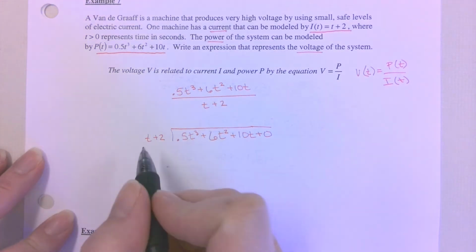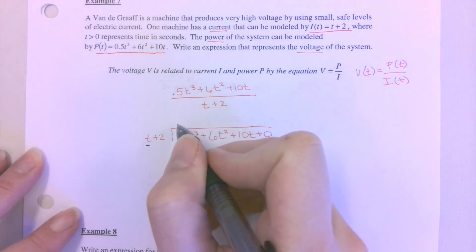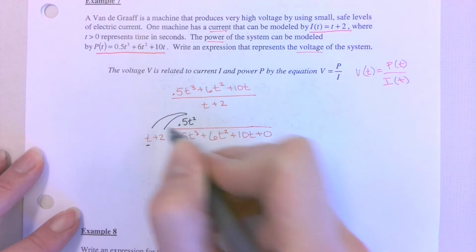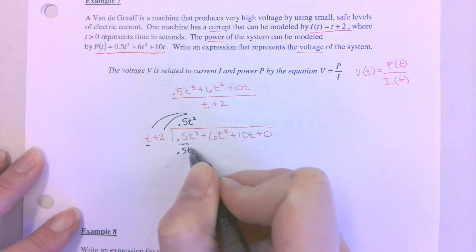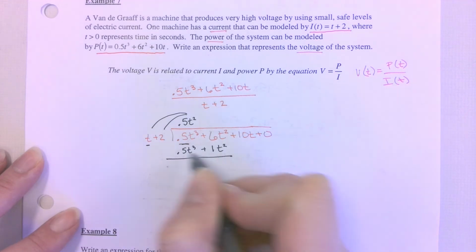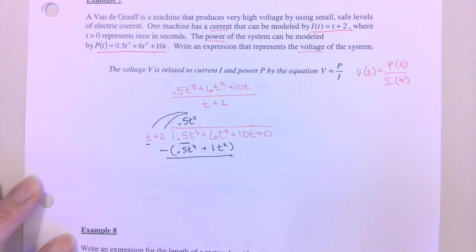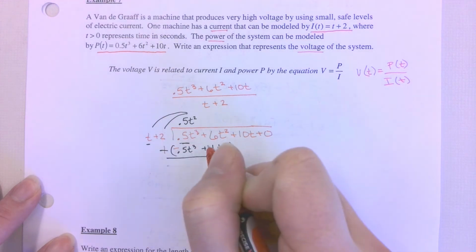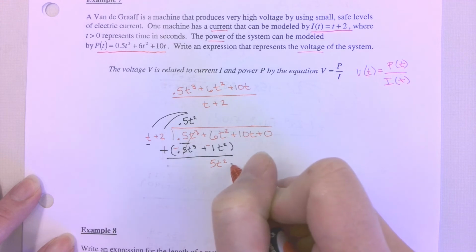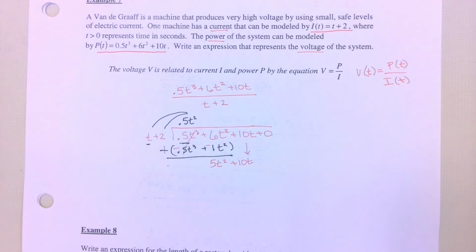Working through our division problem, we're going to make our first term turn into a 0.5 t to the third by multiplying by 0.5 t squared. We come back and we distribute this to get 0.5 t to the third plus 1 t squared. Just like before, we're going to come in and subtract. We want to make sure that we change our signs. This should always cancel out, and that leaves us a 5t squared plus 10t as we bring down our next term. And this is where we start again.